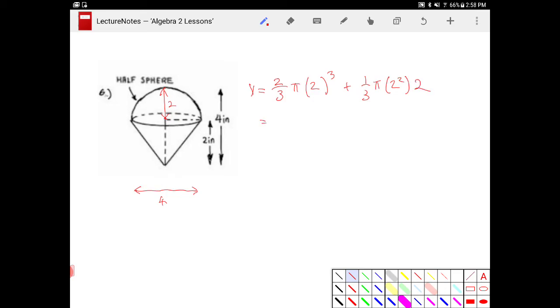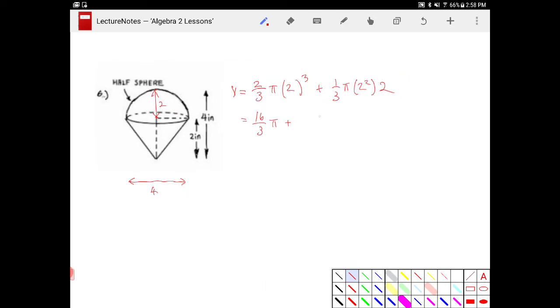I simplify this. 2 to the third is 8. 8 times 2 is 16, so 16 thirds pi plus 2 squared is 4. 4 times 2 is 8. 8 thirds pi. 16 thirds plus 8 thirds leaves me with 24 thirds, or 24 divided by 3 is 8. So it's 8 pi inches cubed. So the volume is 8 pi inches cubed.